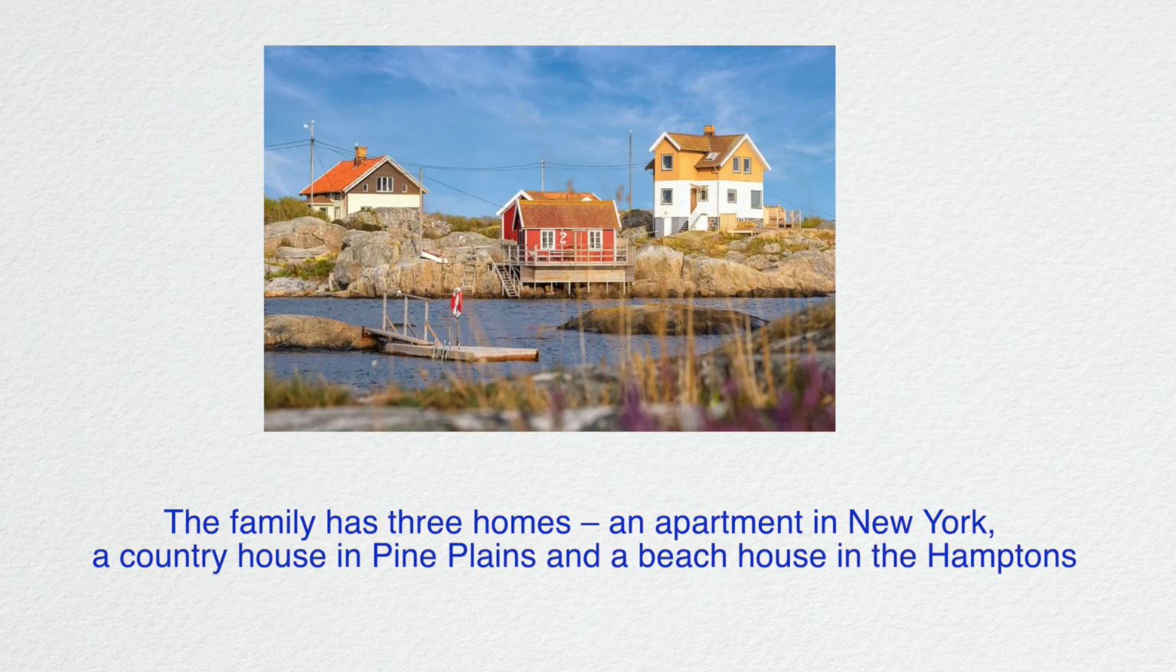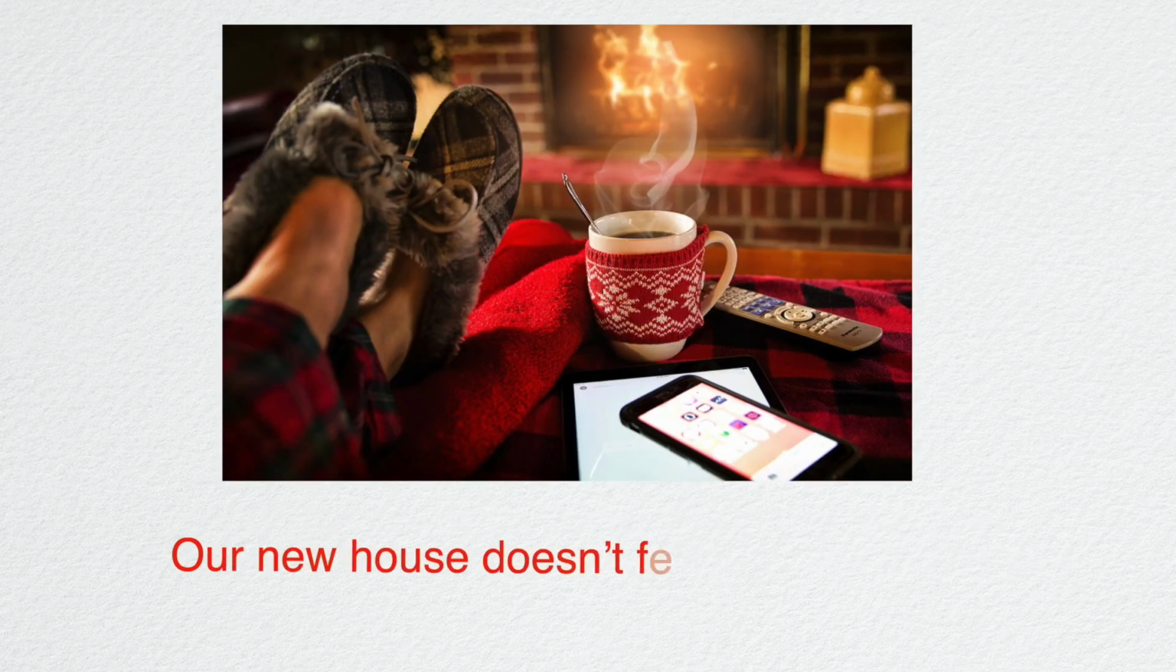Now let's compare the meanings of the same word in these examples. The family has 3 homes, an apartment in New York, a country house in Pine Plains, and a beach house in the Hamptons. In this sentence, the word home refers to a place where people live. But look at the second one. Our new house doesn't feel like a home yet. Here, the same word home refers to a place which gives us pleasant feelings like love, comfort, and safety.